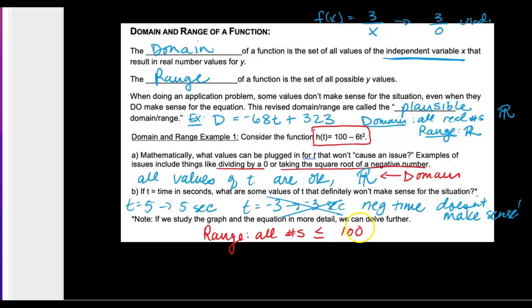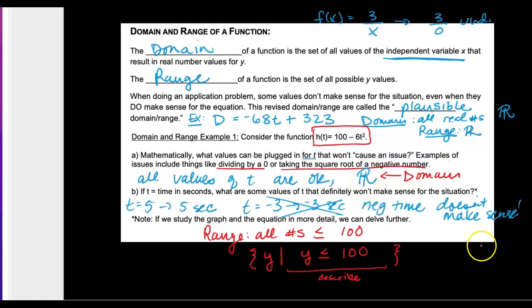And then sometimes in homework, you might be asked to write the range in set builder notation. The way you would do that is you always start with curly brackets. And if it's range, you put a y and then a vertical line. And then whatever comes next, this is where you describe what y can be. So if y has to be less than or equal to 100, then you say y is less than or equal to 100, and that's how you write the range. Since the domain is all real numbers, you don't even have to write that in set builder notation. You can just do that fancy little R, and that means all real numbers.